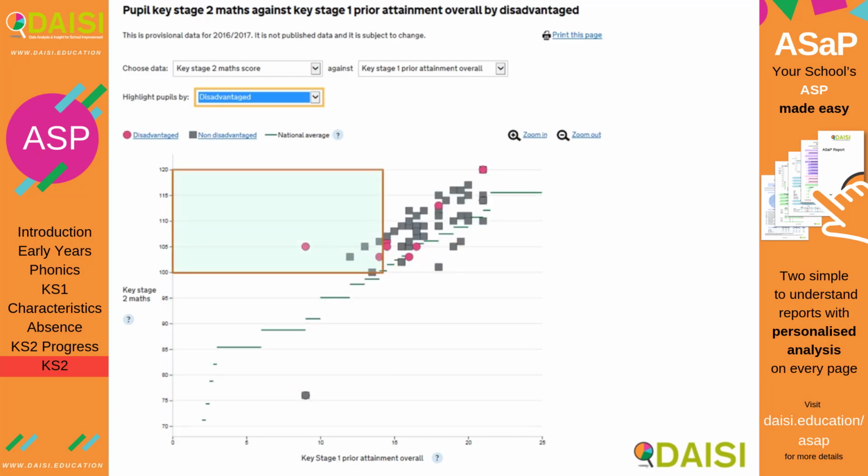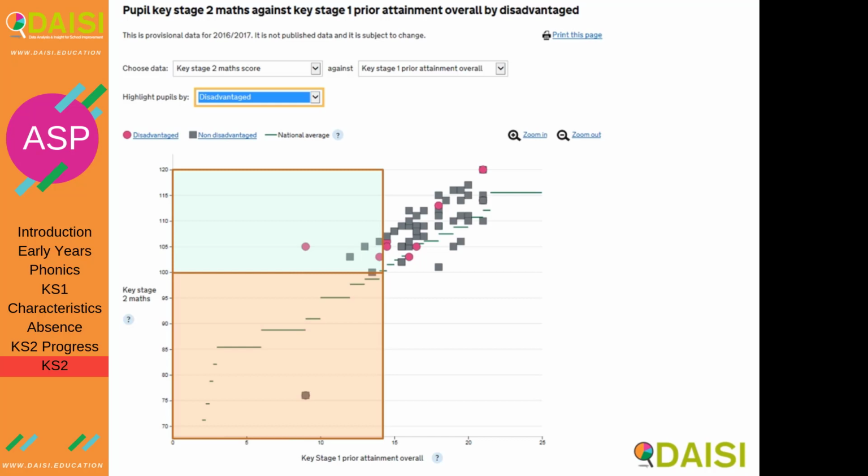The first section are pupils with a Key Stage 1 prior attainment of under 14 and a scaled score in Key Stage 2 of 100 or more. These were pupils that were not expected to pass. They were below that 50-50% chance of passing, and yet they did. How about that for a good news story for your school? The second section, pupils with a Key Stage 1 prior attainment score of under 14 and a scaled score under 100. They weren't expected to pass, they didn't pass, but they may have had positive progress.